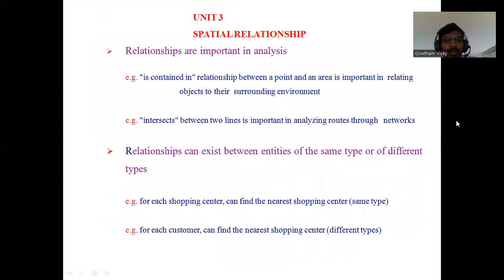Okay, so these are the things we have discussed today on spatial relationships. In the next topic, we will discuss raster and vector data.